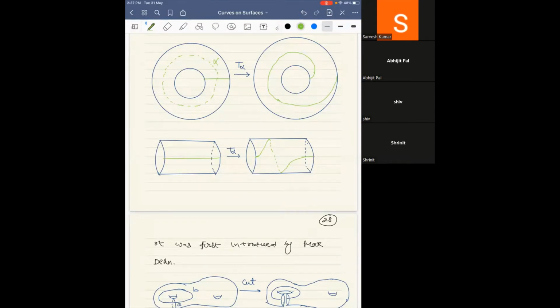And there is a convention also. Okay. So what is a left Dehn twist and a right Dehn twist? For example, this is a left Dehn twist. So you can take the inverse of this, that will be the right Dehn twist.